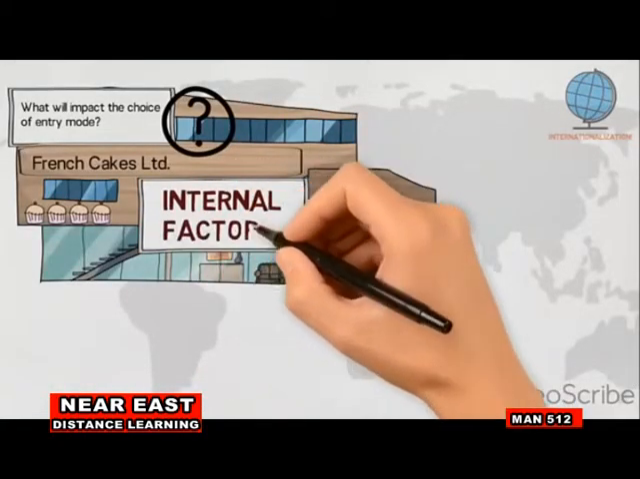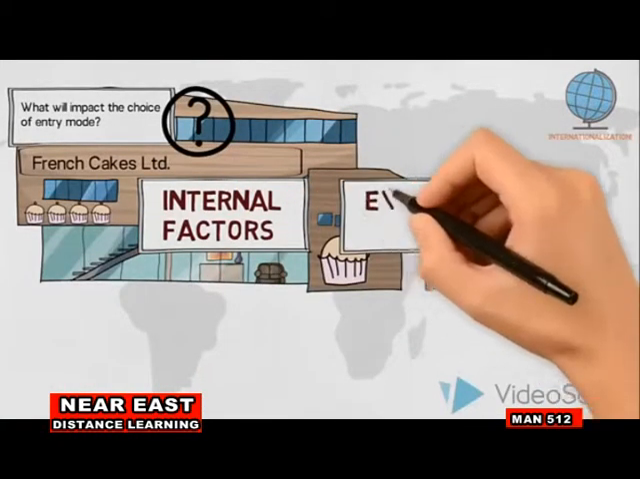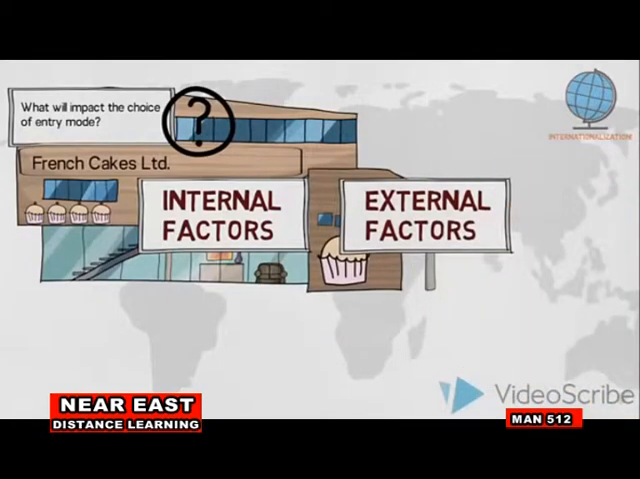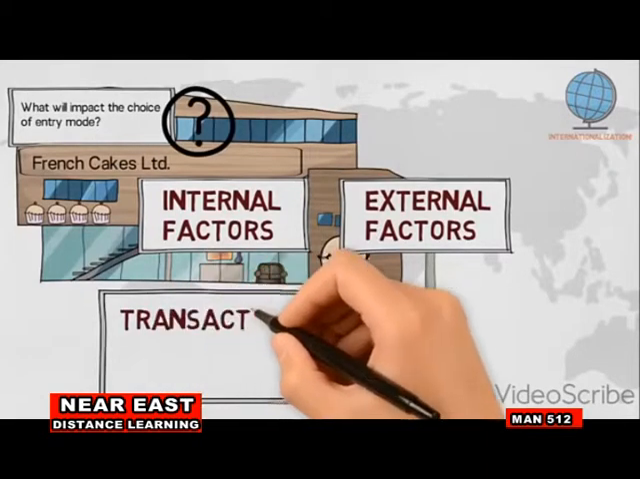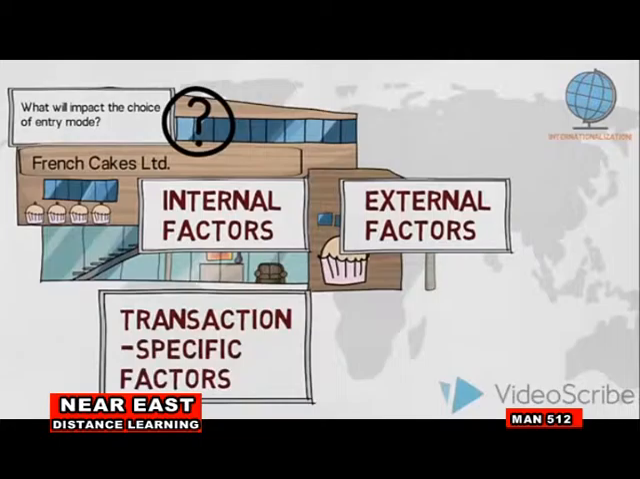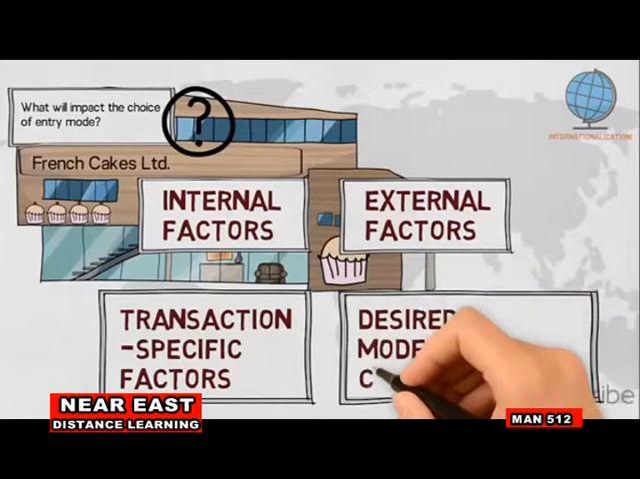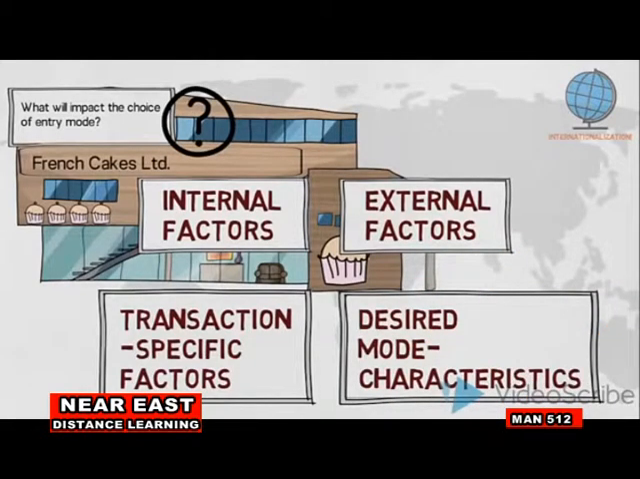French Cake's internal situation will have an impact. Some external factors about the particular country, region and market of choice will influence that decision. Some conditions related to possible outsourcing of activities are addressed in transaction-specific factors. And finally, French Cake's preferences for the different characteristics of the various entry modes will also affect their choice.